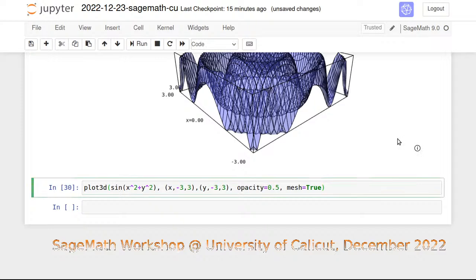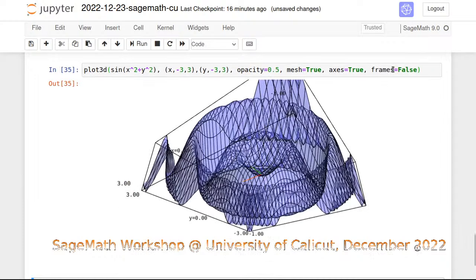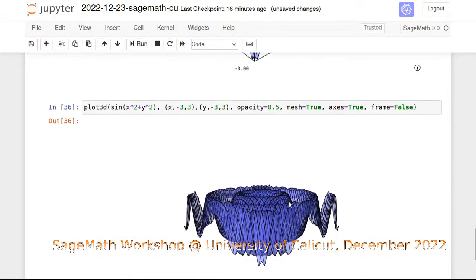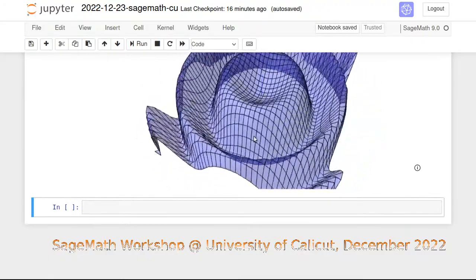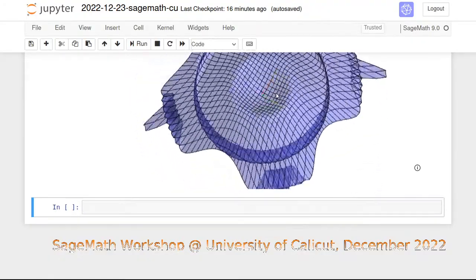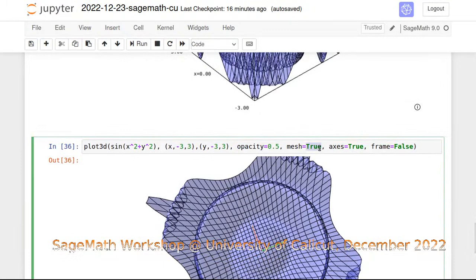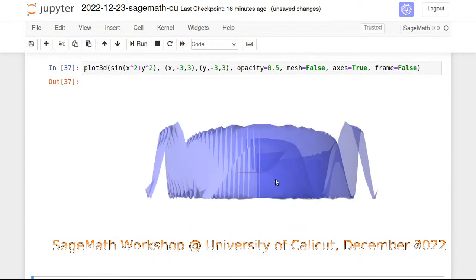Let us see if we turn axis to be true, will it work or not? Axis equal to true. Frame equal to false. Okay, the axis seems to be there, but the axis seems to be really small, so that you can see the XY axis. Let us turn this mesh also off. The axis is there, but it's really small.